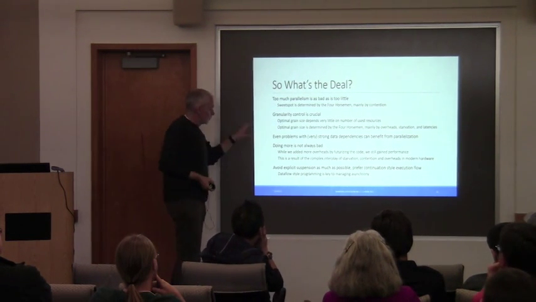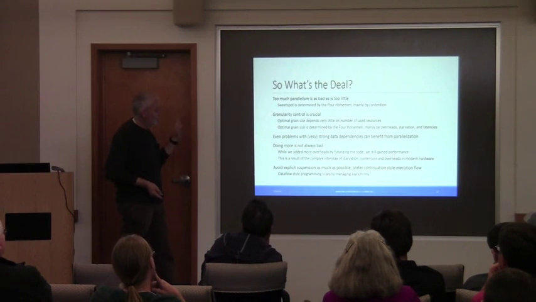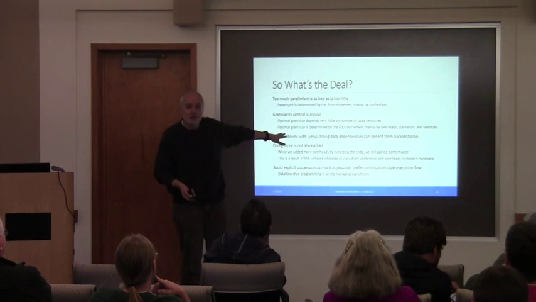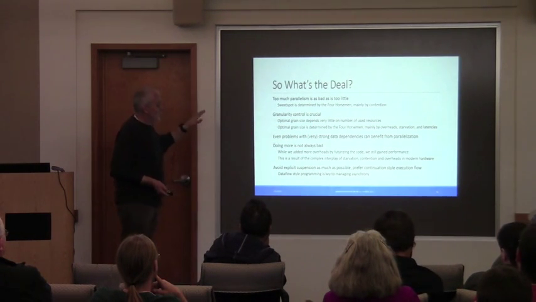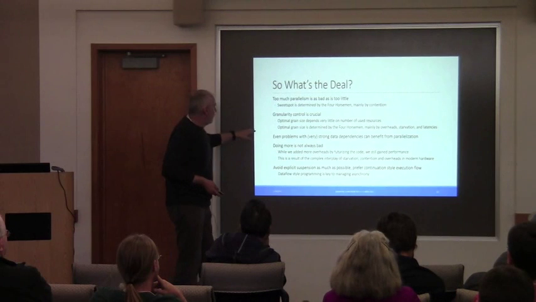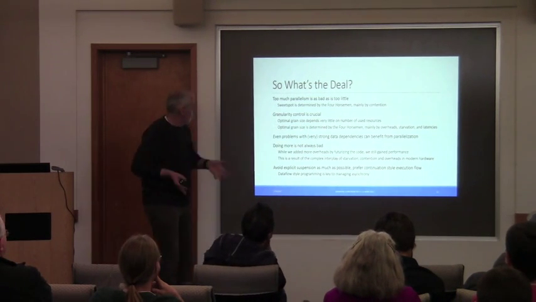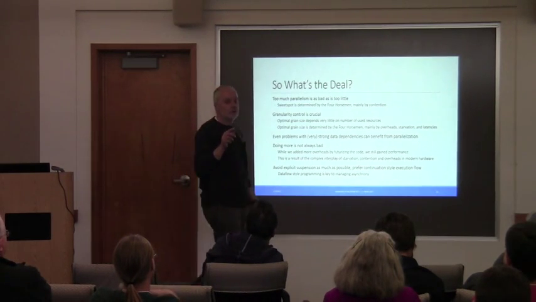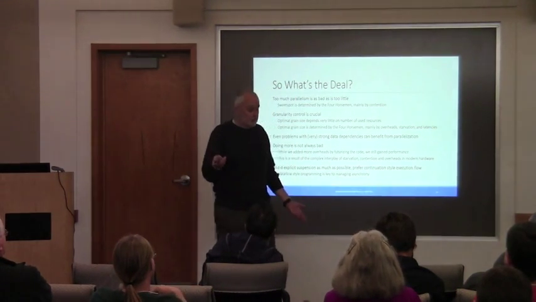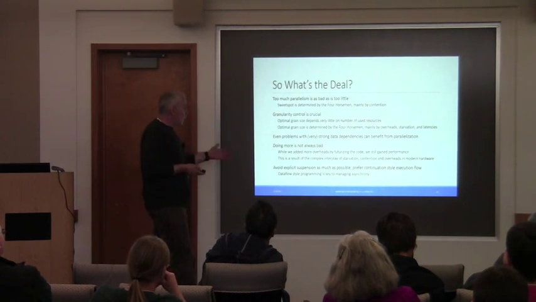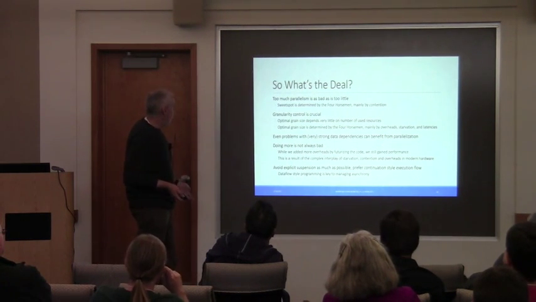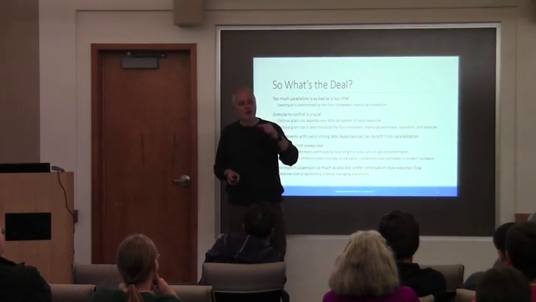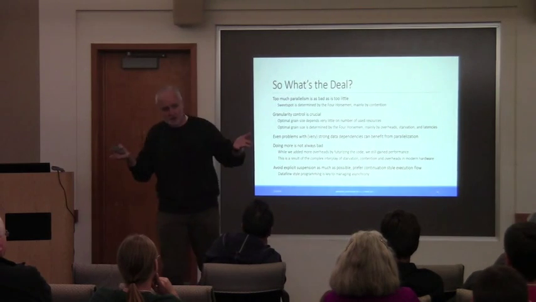Granularity control is crucial. The grain size depends very little on the number of used resources, which is an interesting observation. I haven't shown any numbers showing that, but take that away. And the optimal grain size is determined again by the four horsemen. Even problems with quite strong dependencies can benefit from parallelization, like Fibonacci. Doing more is not always bad. And avoid explicit suspension as much as possible. Prefer continuation style programming. So that's my message to you.